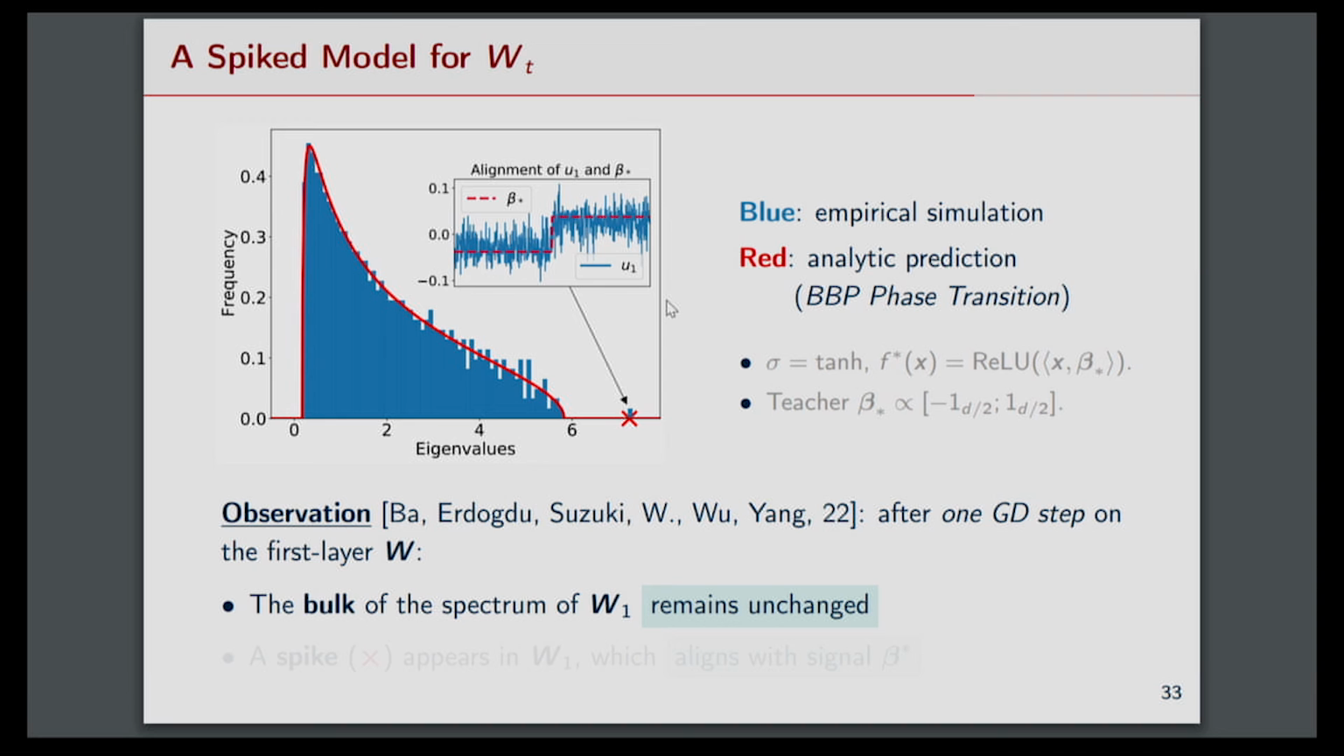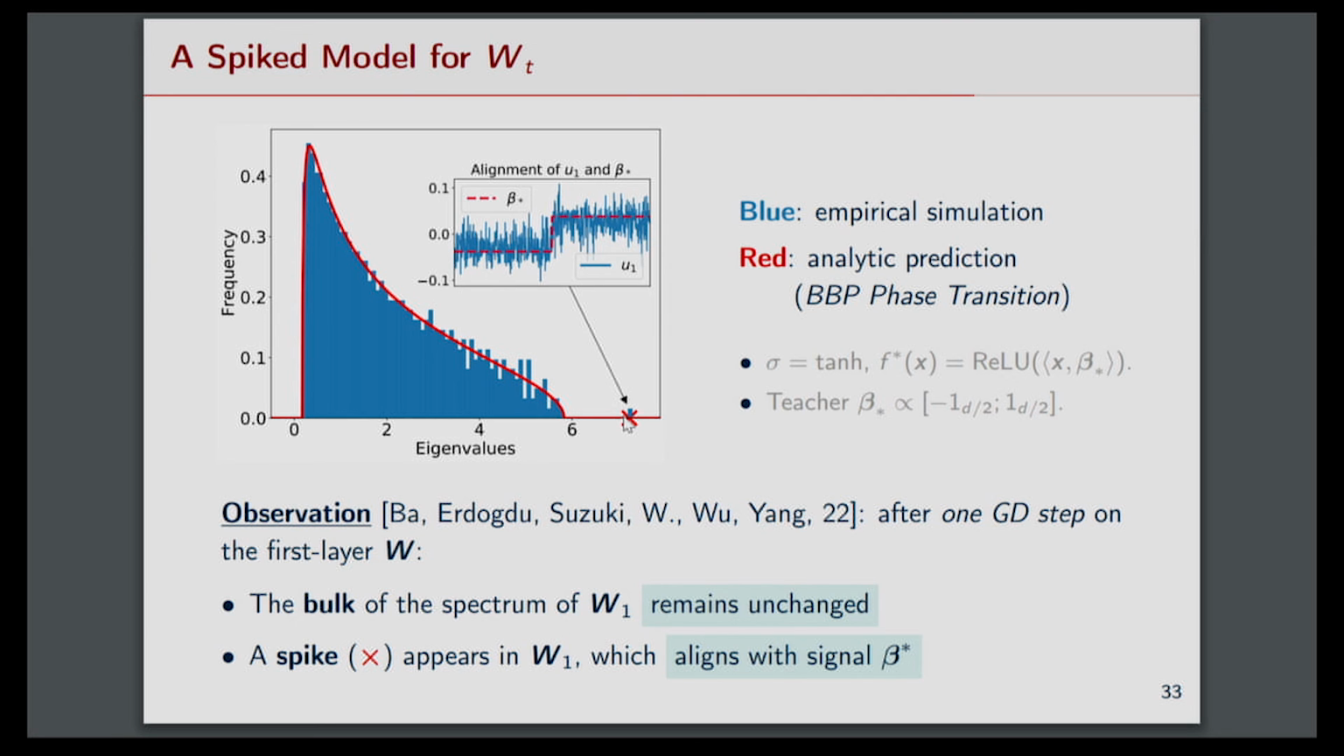So in our previous paper, we proved that for this weight matrix after one-step gradient descent, the bulk remains the Marchenko-Pastur law, and you have a spike eigenvalue, and the corresponding eigenvector is aligned with this beta star. That's how feature learning emerges in this simple case.